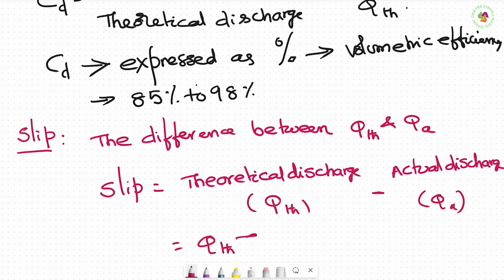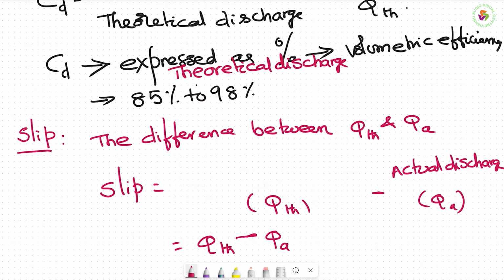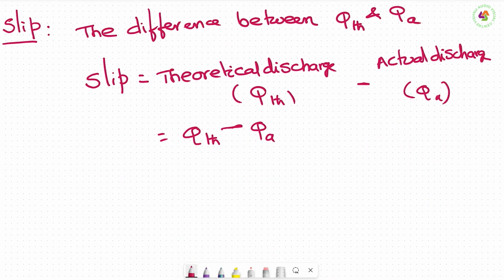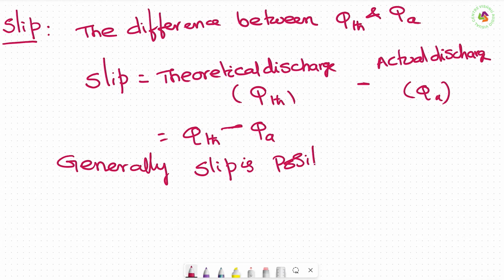Q theoretical minus Q actual. This is what we call slip. Generally, slip is positive. Why? Because actual discharge is always less than theoretical discharge. So naturally, slip is basically a positive value always.